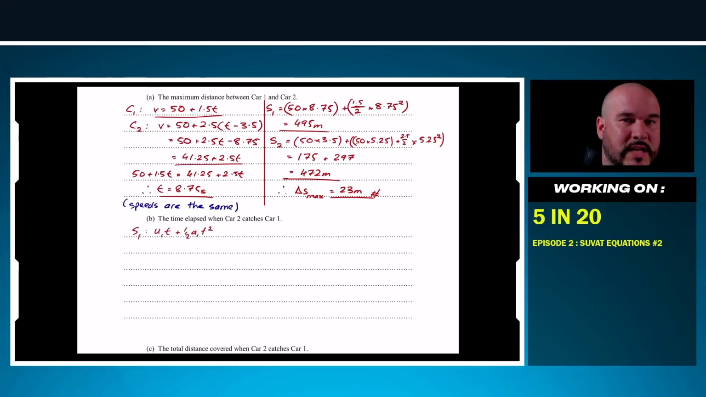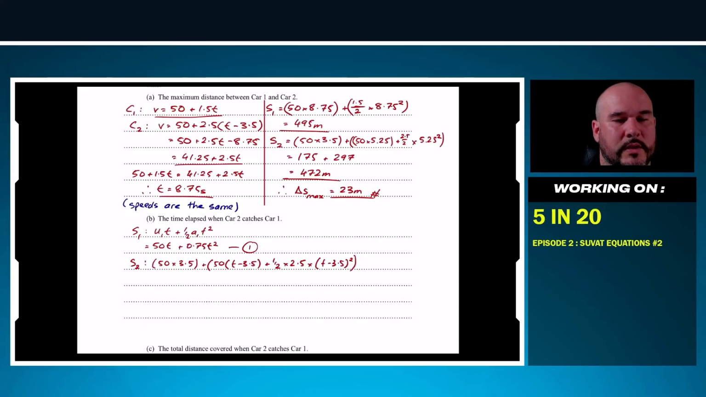All right, so this one again takes a little while. Displacement for car 1 is ut plus a half at squared, so 50t plus 0.75 t squared. Car 2, the first part of its motion, is just ut for 3.5 seconds at its constant speed. And then the second part of its motion: 50 times (t minus 3.5) plus half times 2.5 times (t minus 3.5) all squared.